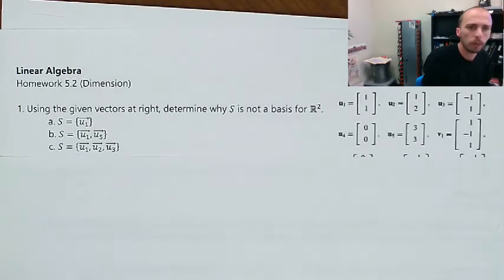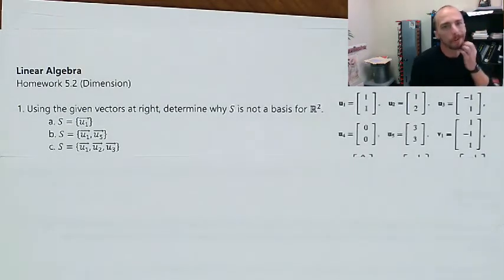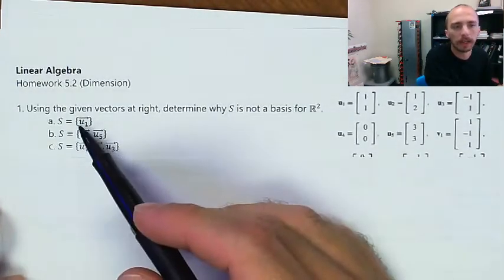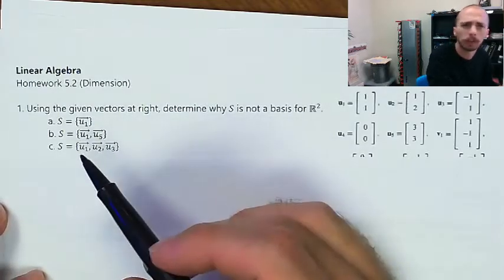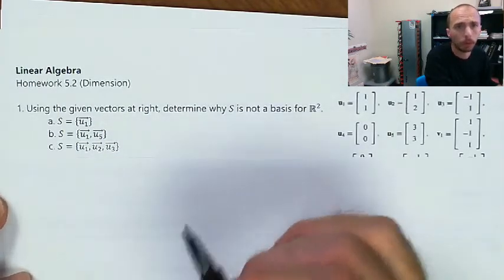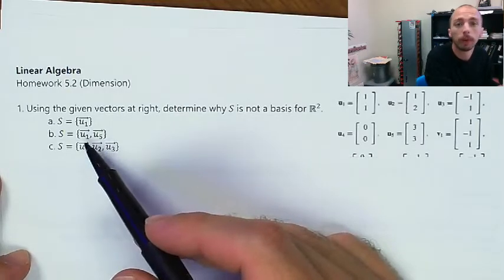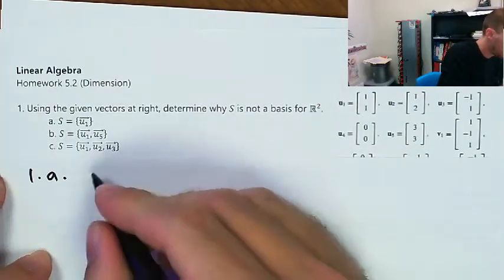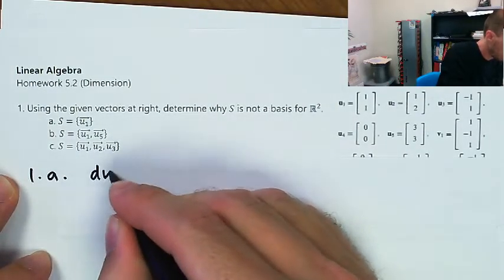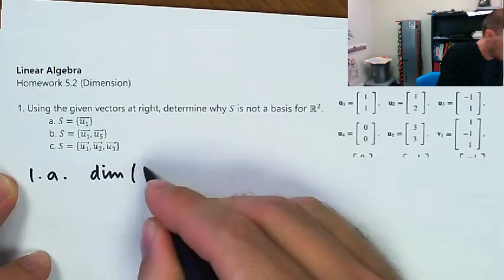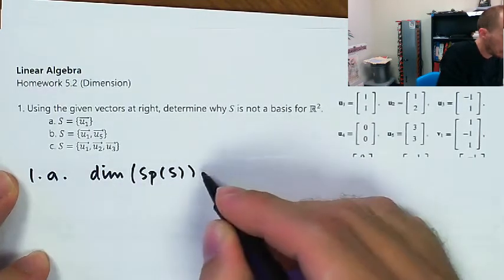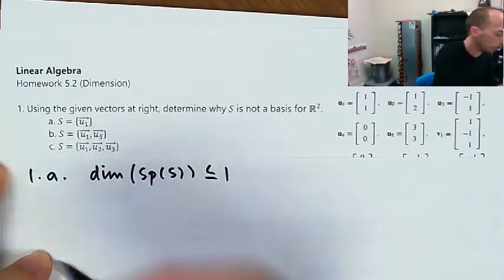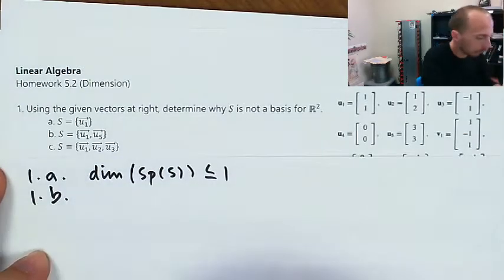Okay, U1 can't span all of R2. A set of one vector can't have dimension 2, or rather the span of one vector can have at most dimension 1, unless that vector was the 0 vector, in which case it would have dimension 0. So for 1a, the dimension of the span of S is less than or equal to 1, which is certainly less than 2, so it can't be a basis for R2. Not enough vectors is another way of saying it.